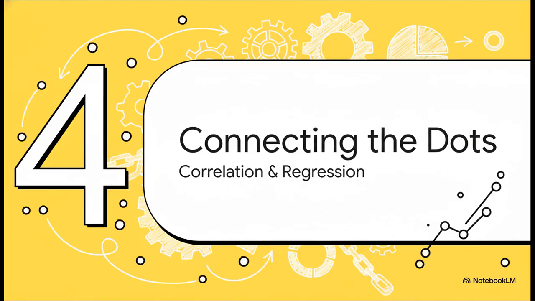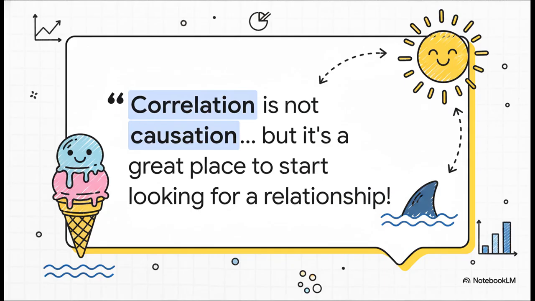Okay, so we can describe a group. Check. We can make educated guesses about a bigger group. Check. But where the real power comes in is when we start connecting the dots, when we start looking for relationships between two different things we're measuring. Okay, if you remember one thing from this entire explainer, let it be this. Correlation is not causation. Say it with me.